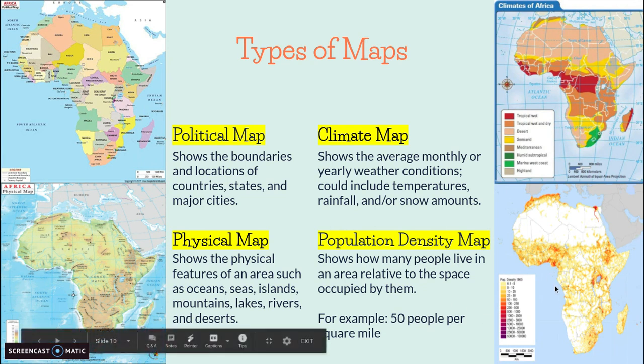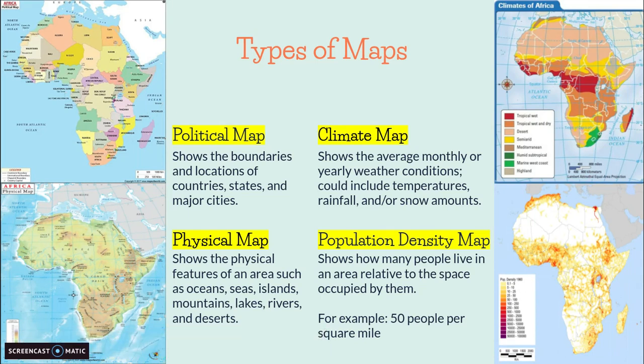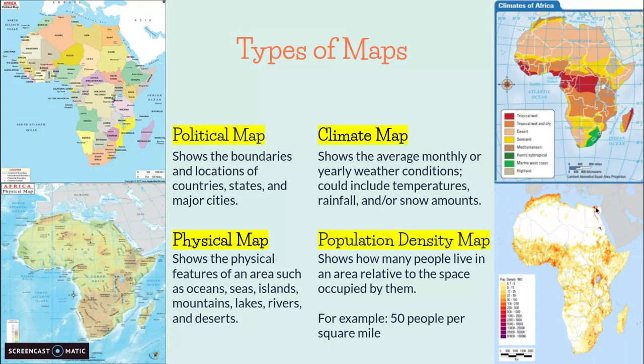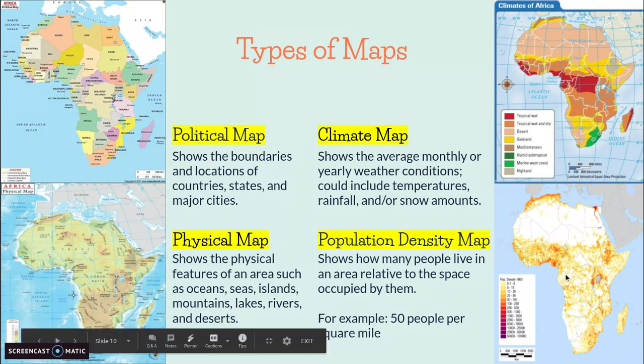If you look at the map of Africa, this is population density in 1960. You can see the darker the color, the more people that live in the area. We'll talk about this when we talk about ancient Egypt, but the red along the Nile shows more people live around there. And also around the lakes and the oceans as well. So that's population density.